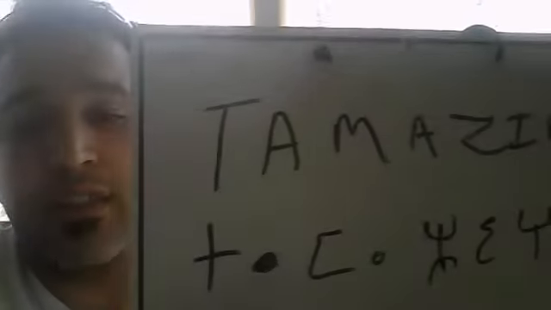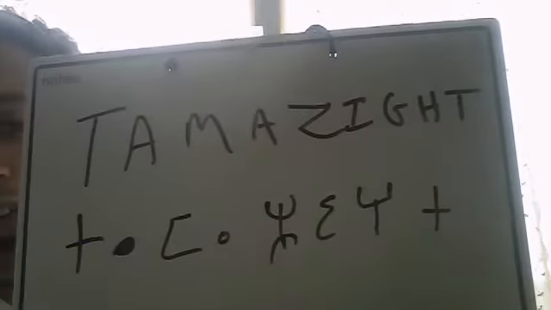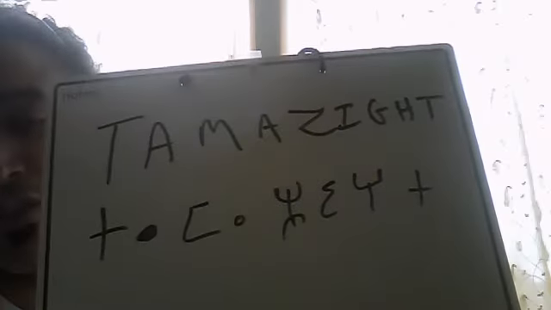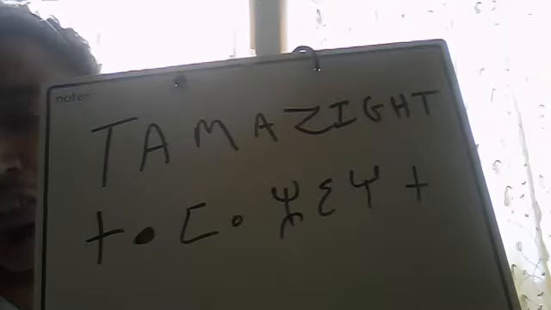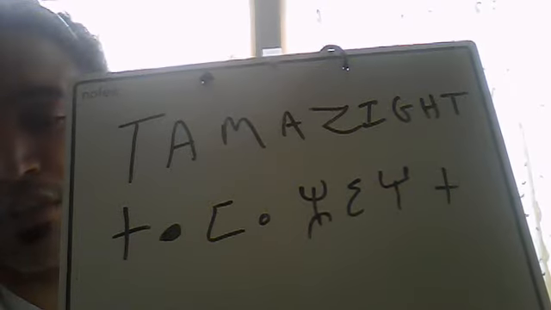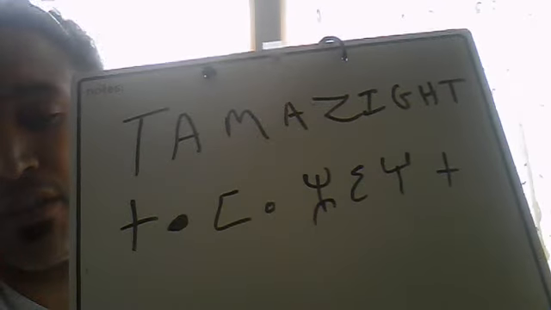Tamazight is the language spoken in North Africa, Egypt, Libya, some part of Mauritania, and some sub-Saharan countries. Tamazight, as you see here, is the language Tamazight, and this is you. If you know how to say the word, you already know almost 8 or 9 alphabets. Tifinagh. Tifinagh is the alphabet in Tamazight.